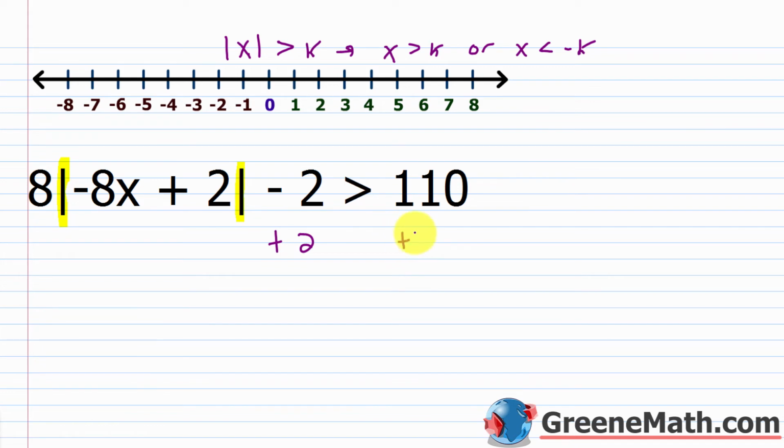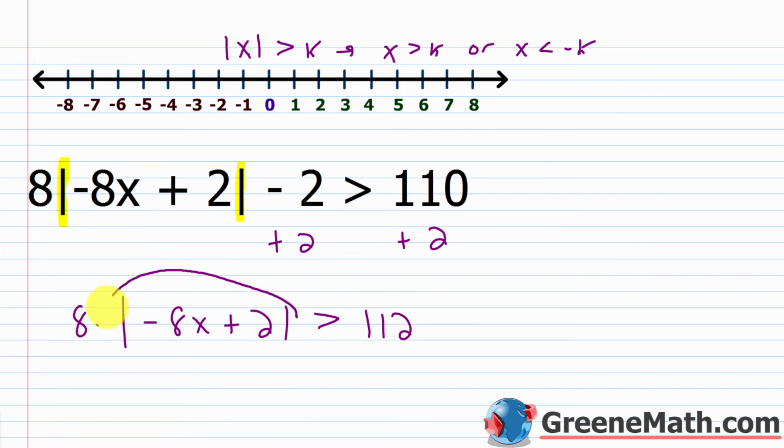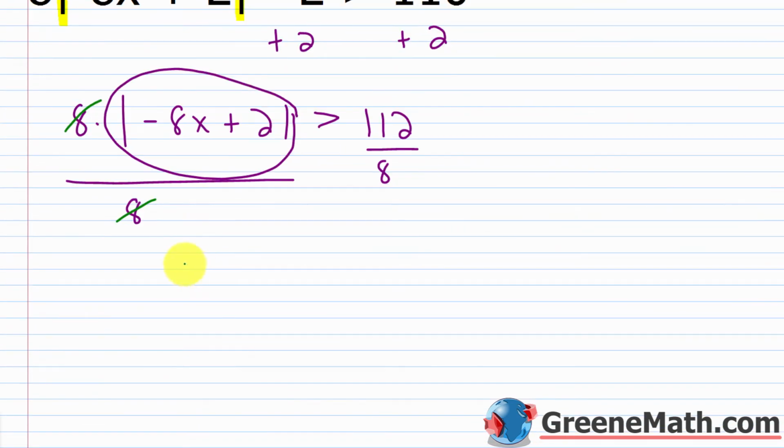So I'm going to add 2 to each side. I'll have 8 times the absolute value of negative 8x plus 2 is greater than 110 plus 2, which is 112. Now, I want this by itself. I have multiplication here, so I'm going to use division. Divide both sides by 8, and this will cancel with this. I'll be left with the absolute value of negative 8x plus 2 is greater than, what's 112 divided by 8? Most of us don't know that off the top of our heads, but punch it up on a calculator and you'll get 14.